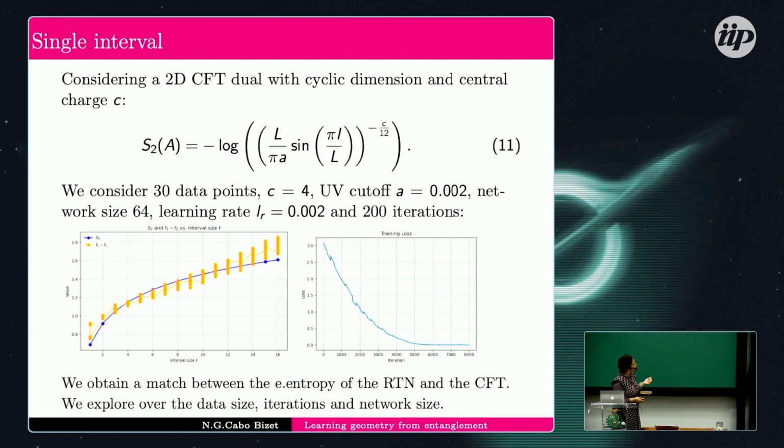And so what we do here is I'm showing you some of the plots, okay? So this is a CFT with cyclic dimension, 2D. This is an example taking some data points, some central charge, some cutoff, and some learning rate. And this is how the loss function is evolving. The letters are small, I'm sorry, I didn't correct them. The blue is the entropy, and the orange is what the network is giving you. And this is still a single-size thing.